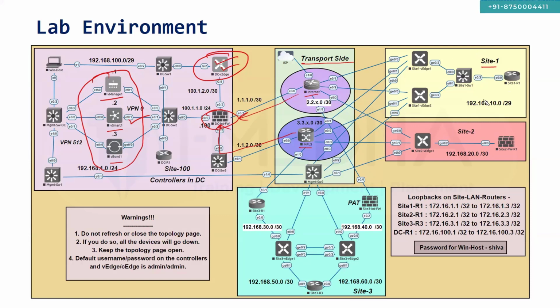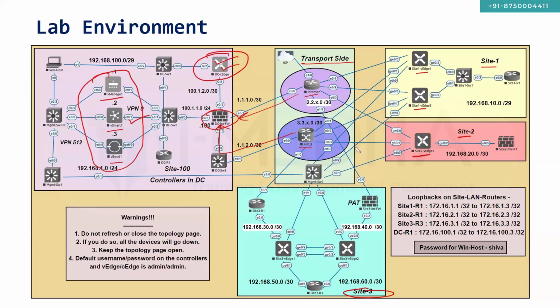We have remote site 1, which is a dual CPE site. When I say dual CPE, it means you have two different customer facing routers. Then we have site 2, which is a single CPE site. When I say single CPE, it means there would be just one VANEDGE router. Then we have site 3.